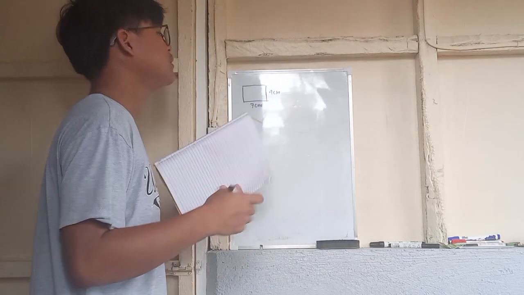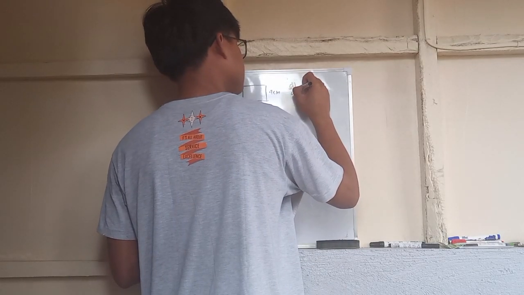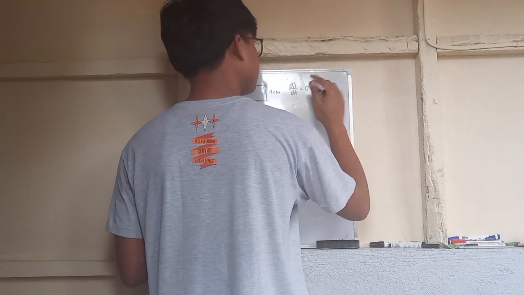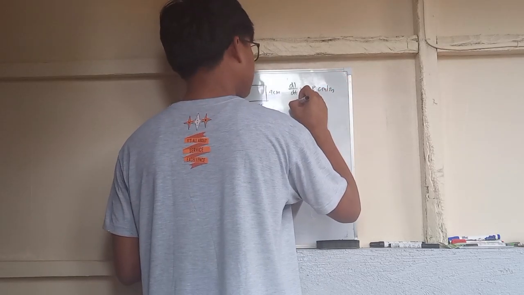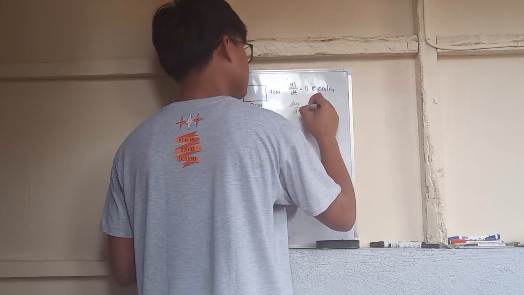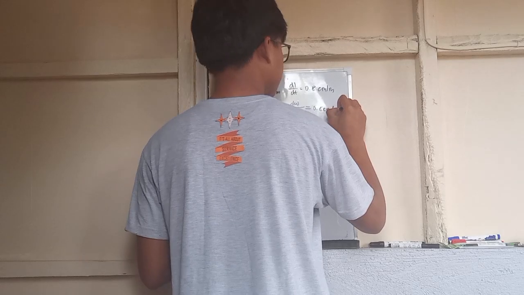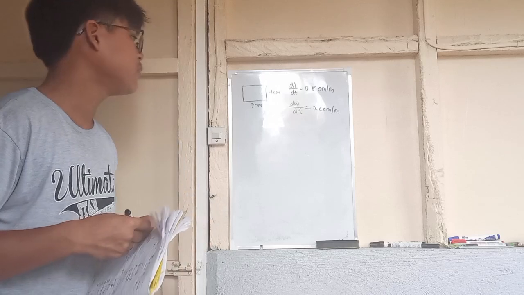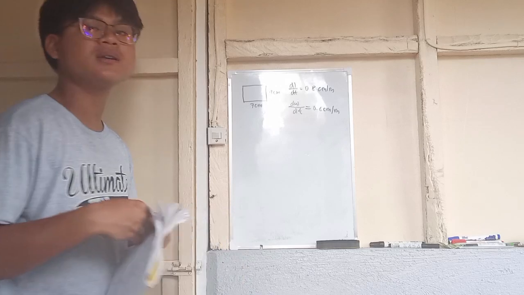Then it is stated that the rate of the length and the width in the problem, which is dL over dt, is equal to 0.8 centimeter per minute, and dW over dt, the rate of the width, is equal to 0.5 centimeter per minute. Now that we have identified the given values in the problem, we can proceed to the formula in getting the area of the rectangle.